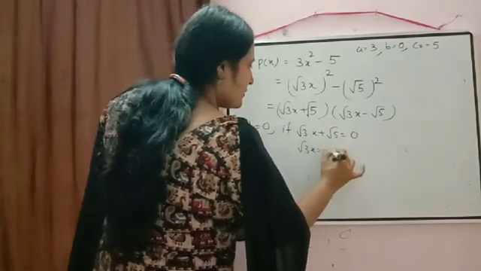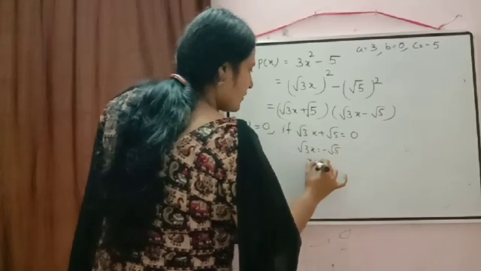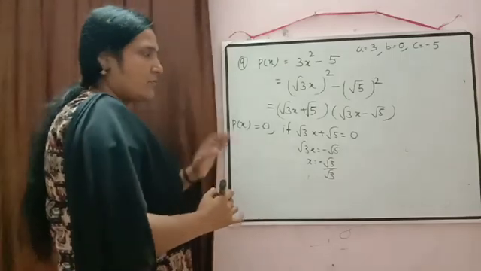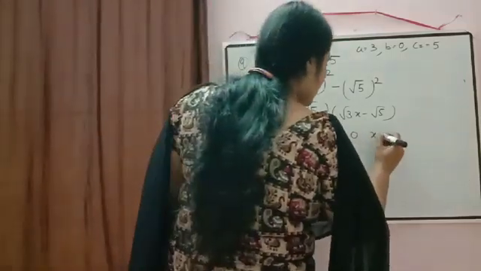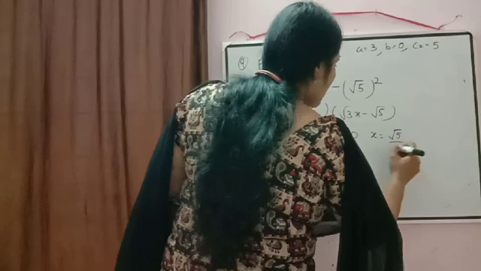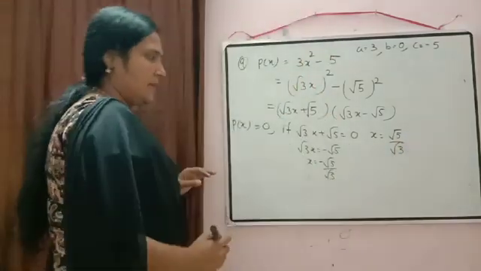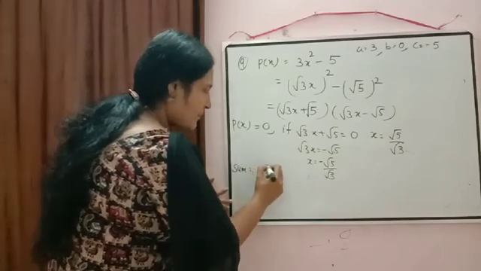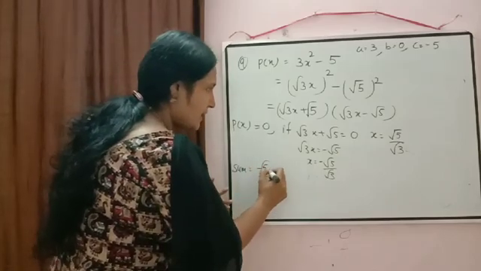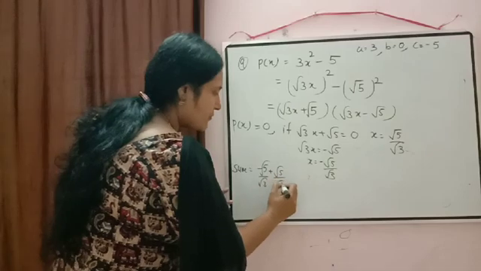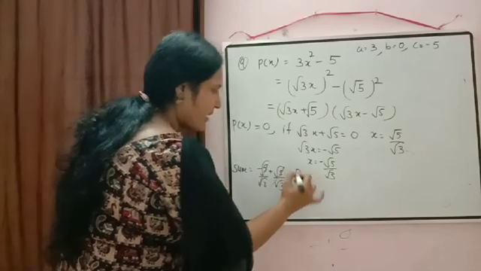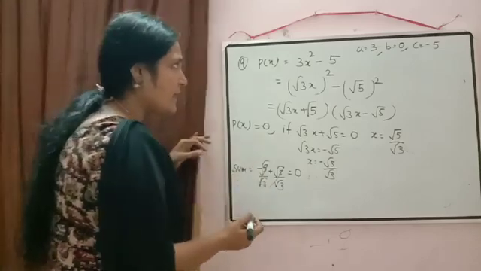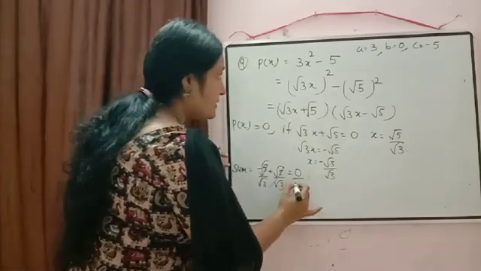Root 3x is equal to minus root 5, or x is equal to minus root 5 by root 3. So that is one value, and the other value will be x is equal to root 5 by root 3. Now write down the sum of the zeros. If you add minus root 5 by root 3 plus root 5 by root 3, both will get cancelled. We will get the value equal to 0. And to get the answer, 0 can be written as 0 by 3.